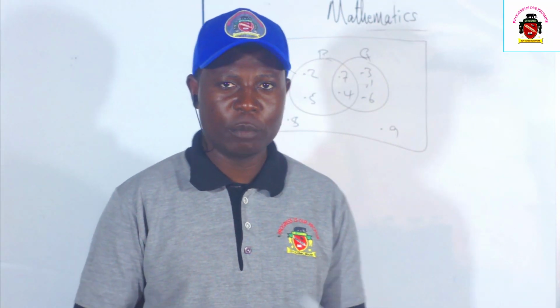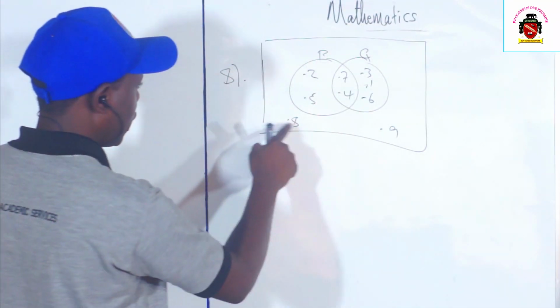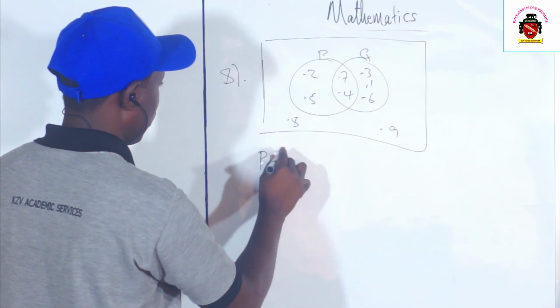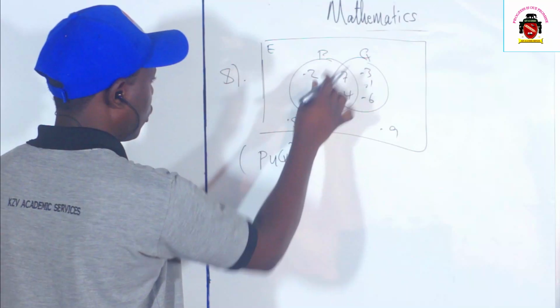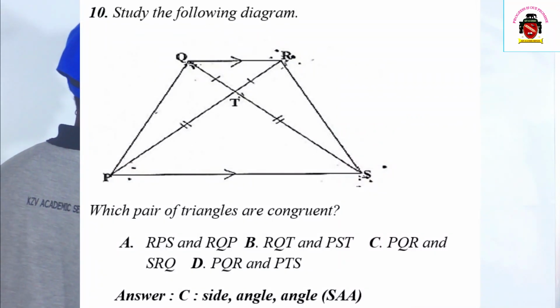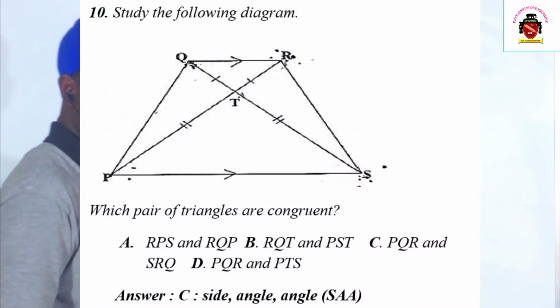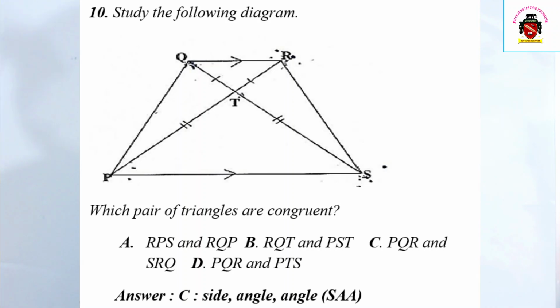Now this one is very simple because here we can see that the complement of P union Q, not part of this union, is just 8 and 9. So this is a set with those elements 8 and 9. Now we move on to question 9.